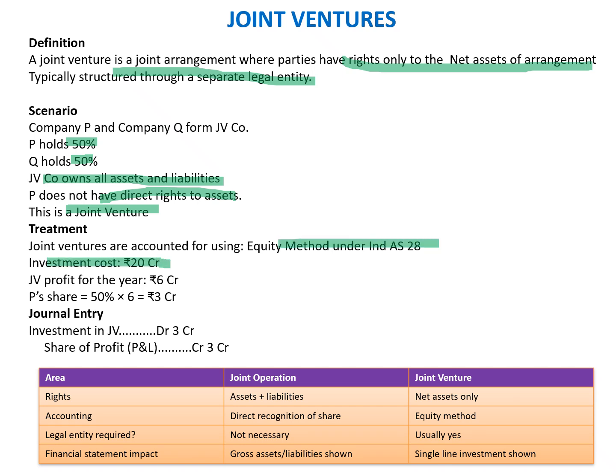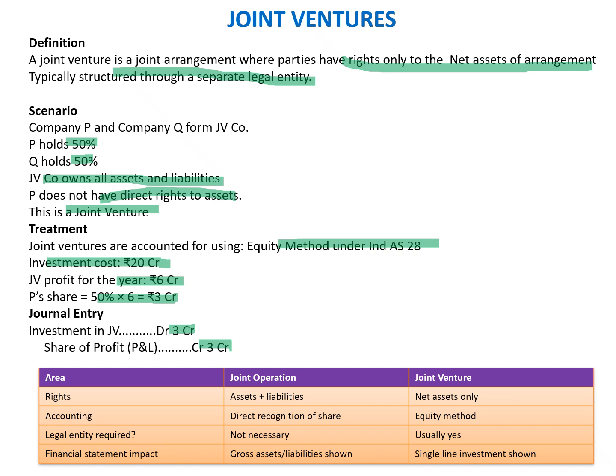Investment at cost is 20 crore. JV profit for the year is 6 crore. P's share is 50% of the 6 crore, which is 3 crore. Then what do they have to do? They have to pass the entry increasing the investment by 3 crore, and the share of the profit will be credited in the company's financial statements.